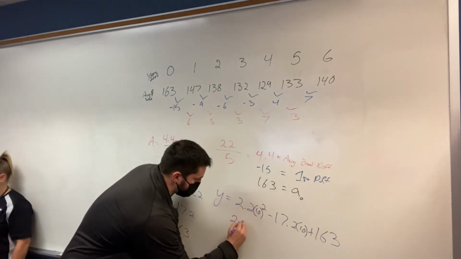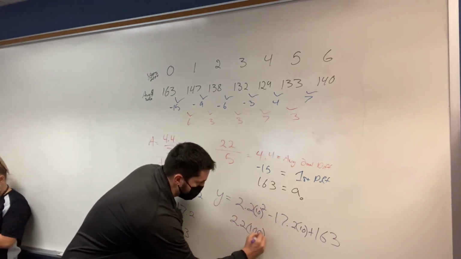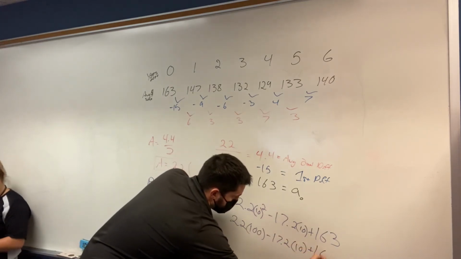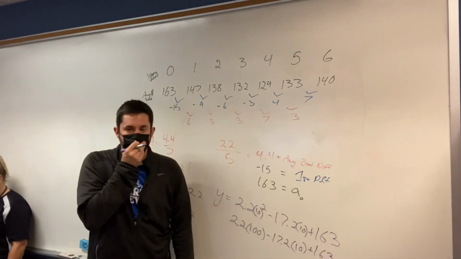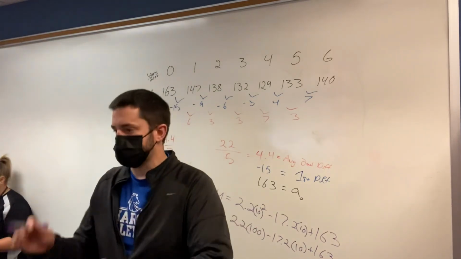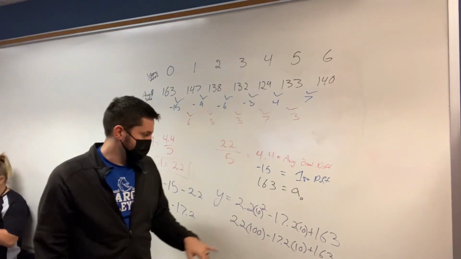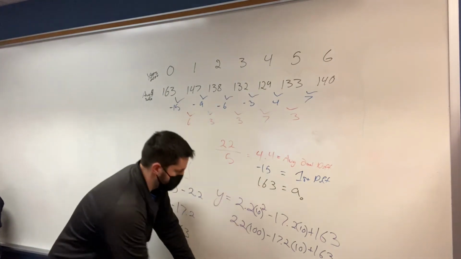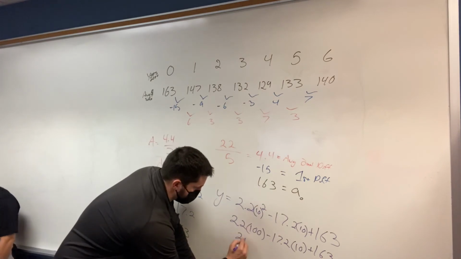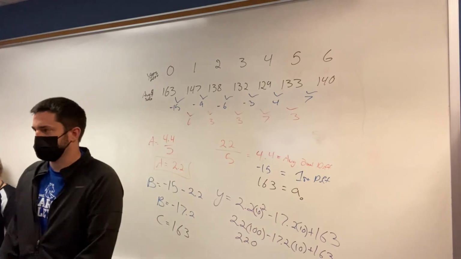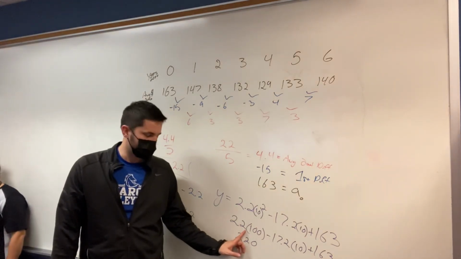So I'd have 2.2 times now, this is 100, minus 17.2 times 10 plus 163. Okay. This might be annoying to keep writing multiple times. Once you get good at this, you can skip steps and do things all at once. Because what I would have done just now is do 100 times this, right? So that's just going to be move the decimal place over twice. That's 220. Or you can put it in a calculator, 2.2 times 100. Or if you know the little decimal moving trick, right?